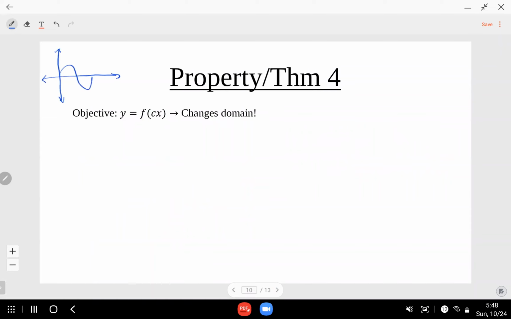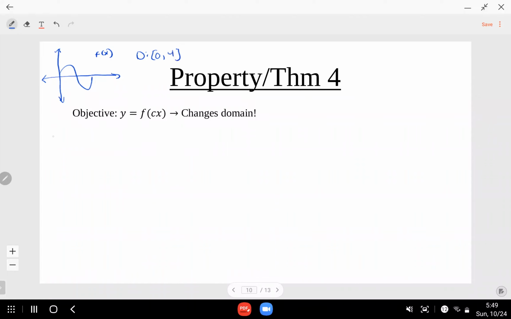Here it is for reference. And so our theorem 4 right here. After this, we're going to look at absolute value. What does absolute value do to these functions? So after this, we'll learn about absolute value. Okay, so let's look at our example. Let me do the domain here first. So let's look at the graph.